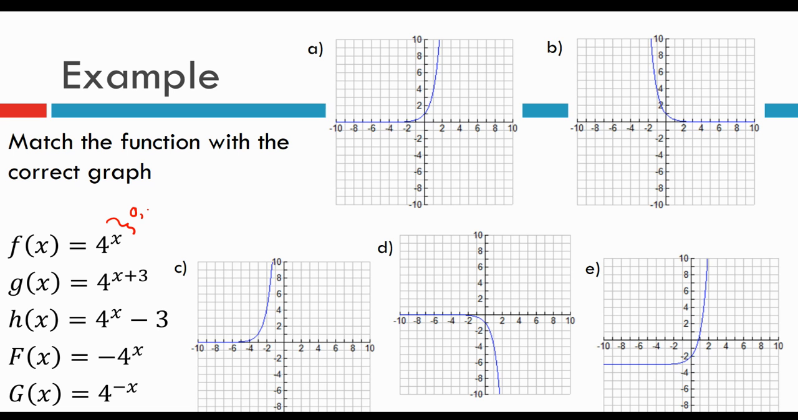When I plug in 0, anything raised to the power of 0 is 1. So I know that the ordered pair 0, 1 is on that graph. Another easy point to plot would be if I put in 1 for my exponent. 4 to the first power would be 4.